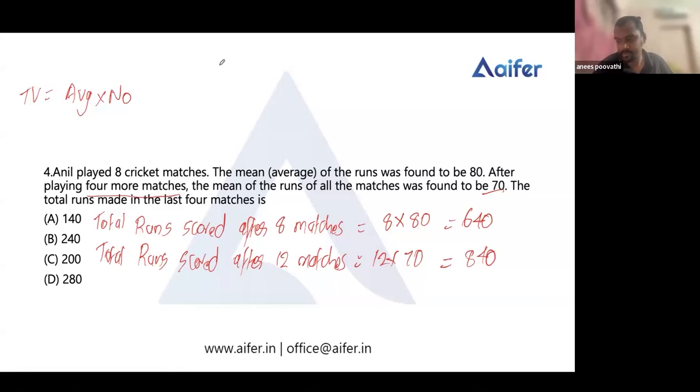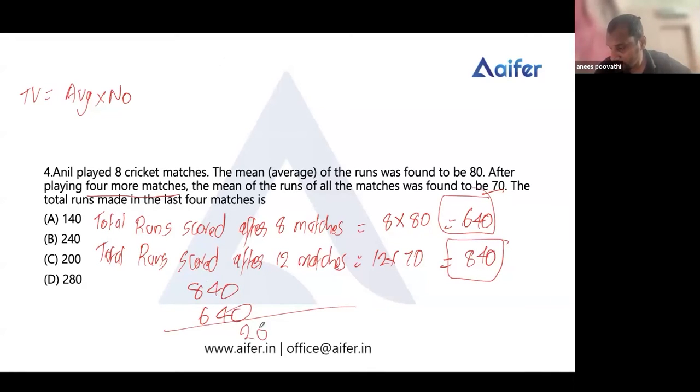So the question is, what is the run scored in the last 4 matches? We have 840 minus 640. This is in 12 matches and this is in 8 matches. So 840 minus 640, we have 200 as the correct answer.